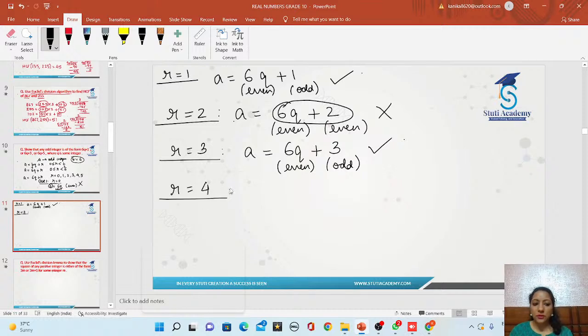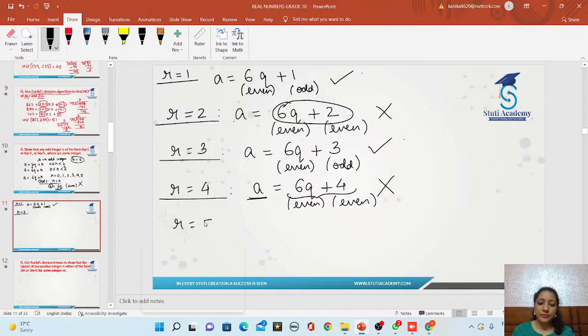Now proceeding further, we'll take r is equal to 4. So we have a is equal to 6q plus 4. So this is even and this is also even. Even plus even gives an even number. So here we have even and a is an odd integer. Not possible at all because we are getting an odd number equal to an even number. That's a contradiction. So we'll rule out this possibility also.